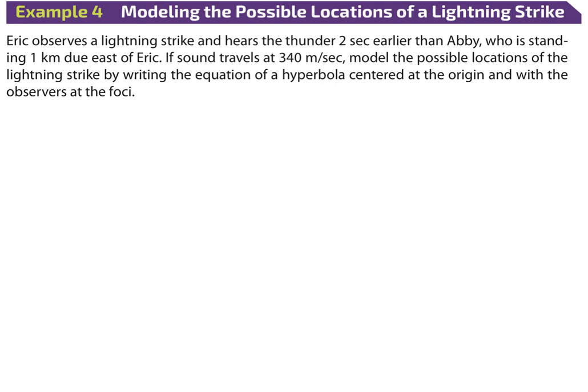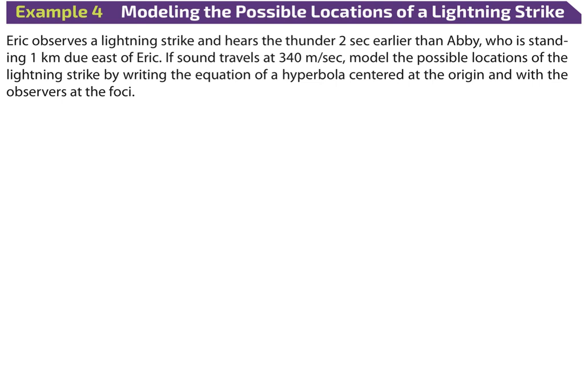So here's the example. Eric observes a lightning strike and hears the thunder 2 seconds earlier than Abby, who is standing 1 kilometer due east of Eric. If sound travels at 340 meters per second, model the possible locations of the lightning strike by writing the equation of a hyperbolic function centered at the origin with the observers at the foci.